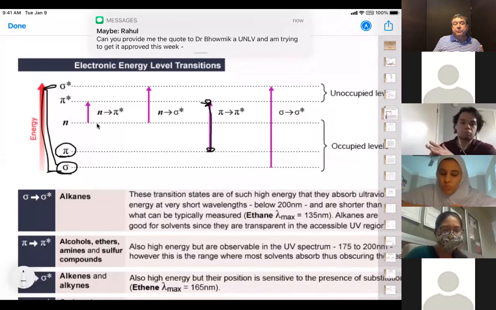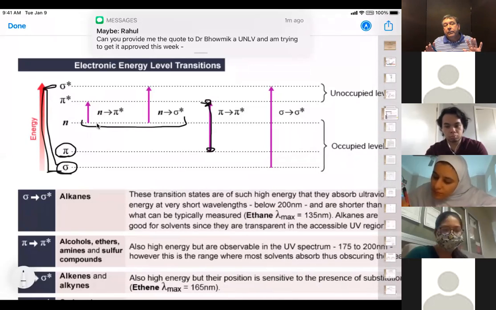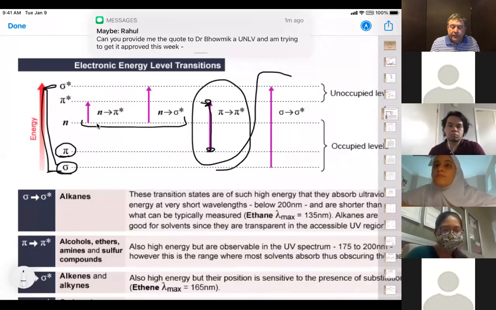Now we have a couple of what we call forbidden transitions, and this is where we have a non-bonding electron. So imagine a lone pair being excited into a pi orbital or a sigma orbital. These tend to be, quote, forbidden, although they are very low in intensity and we do see them. The most important transitions we're looking for are the pi to pi star, and occasionally some of the pi to non-bondings. So which groups have these things?